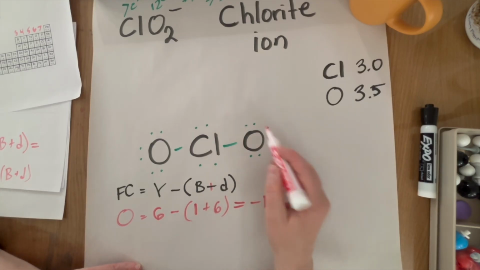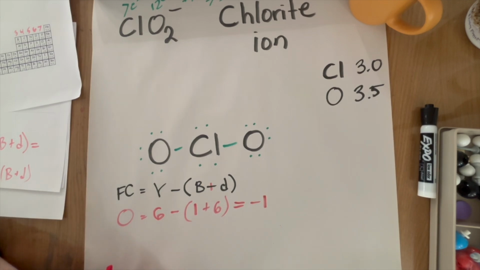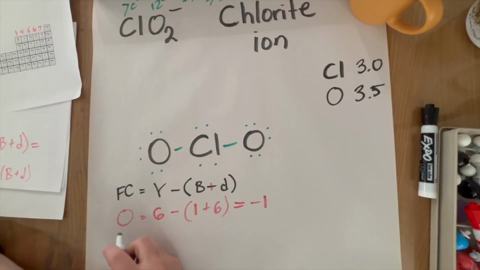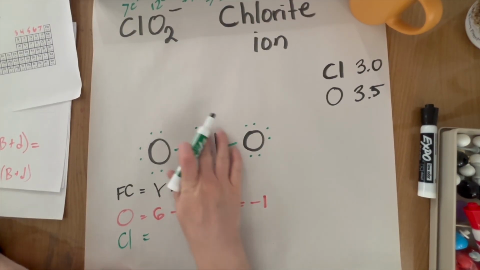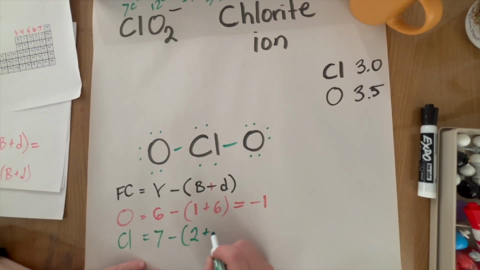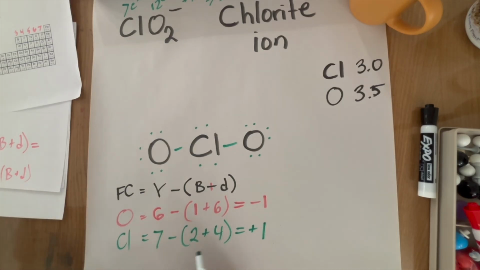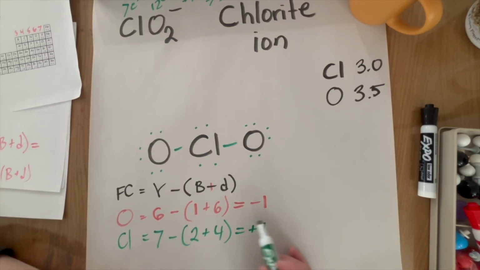So there's a -1 formal charge on this oxygen, and also on this oxygen, because they're mirror images of each other. The chlorine, let's do that guy in green, just so we have a difference here. The chlorine has a valence of 7 electrons, and in this case we have 2 bars around it and 4 dots. If we subtract that, we're going to get +1, because we had 6 here. So this would be the formal charge on the chlorine.